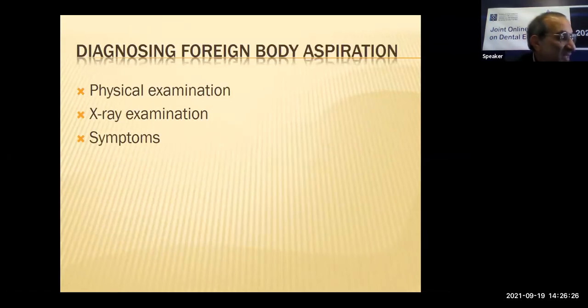At first, it needs physical examination by endoscope instrument and X-ray examination, and paying attention to the symptoms of aspiration.